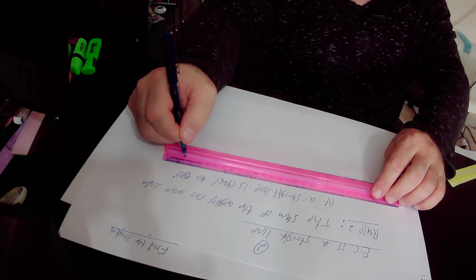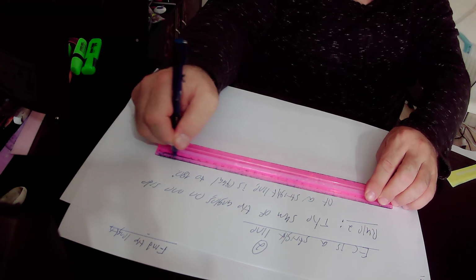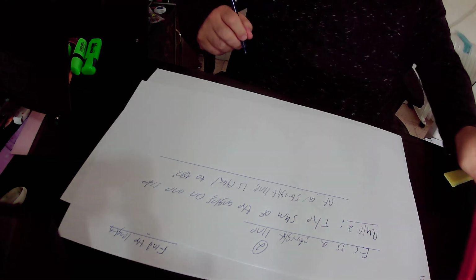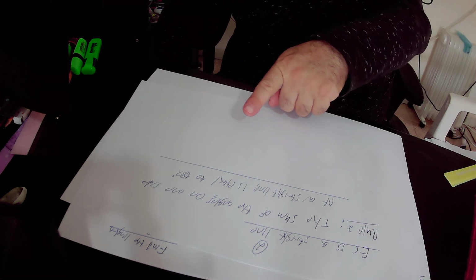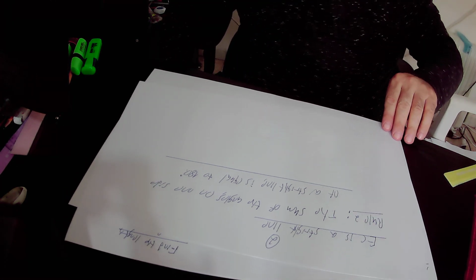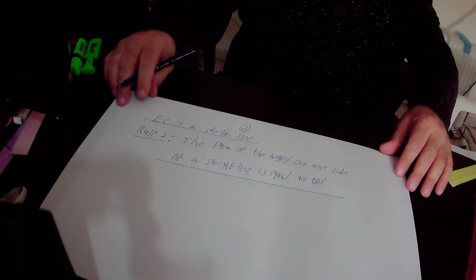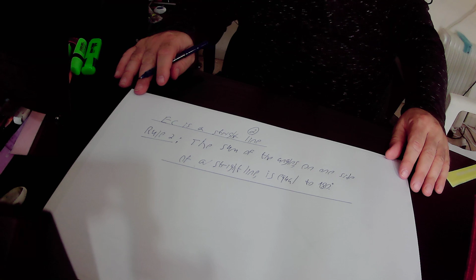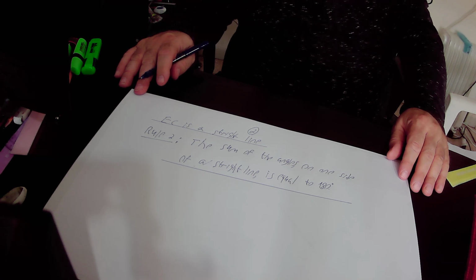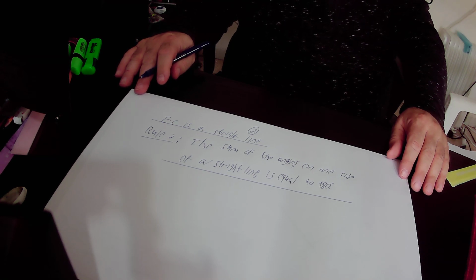I'll repeat rule number 2 again. According to rule number 2, the sum of the angles on one side of a straight line is equal to 180 degrees. Again, here the sum of the angles on one side of a straight line is equal to 180 degrees.